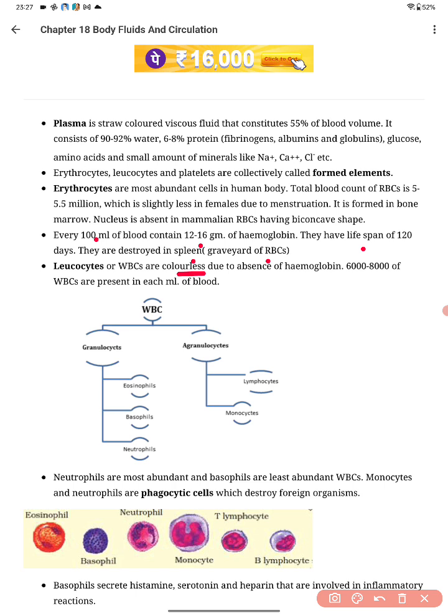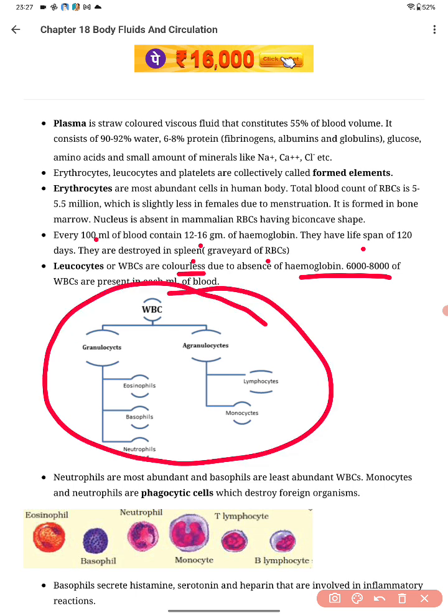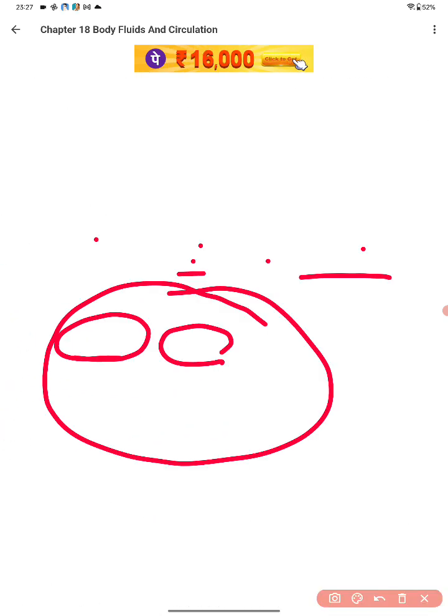Leukocytes, these are colorless due to absence of hemoglobin. 6,000 to 8,000 of WBCs present in each ml of blood. These are the different types of WBCs, granulocytes and agranulocytes. Now I'll tell you in the form of a flowchart. Okay, so see here.